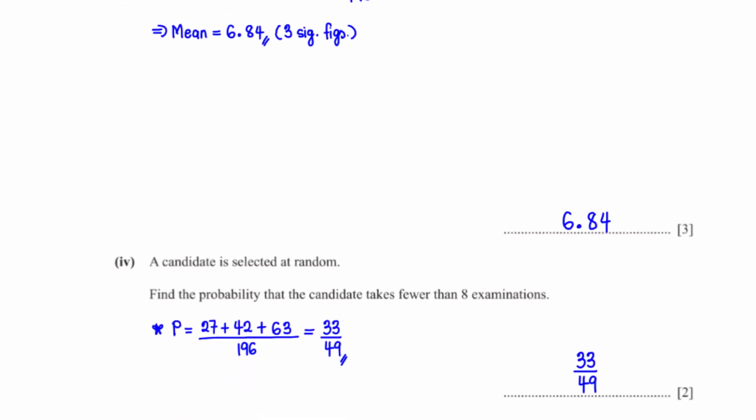A candidate is selected at random. Find the probability that the candidate takes fewer than 8 examinations. This probability is equal to the number of candidates who take fewer than 8 examinations, which is 27 plus 42 plus 63, divided by the total number of candidates, which is 196. This gives us 33/49.